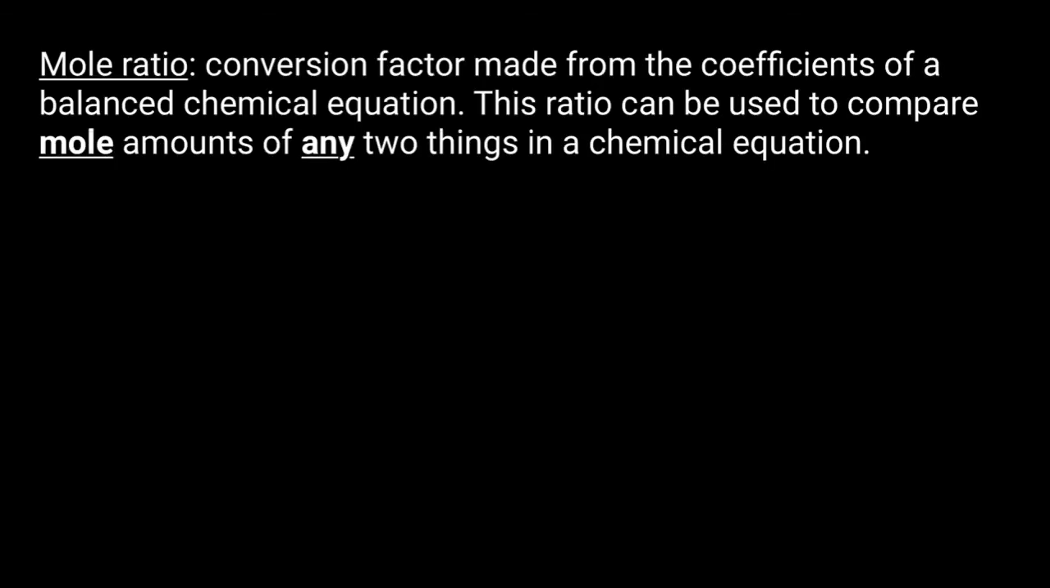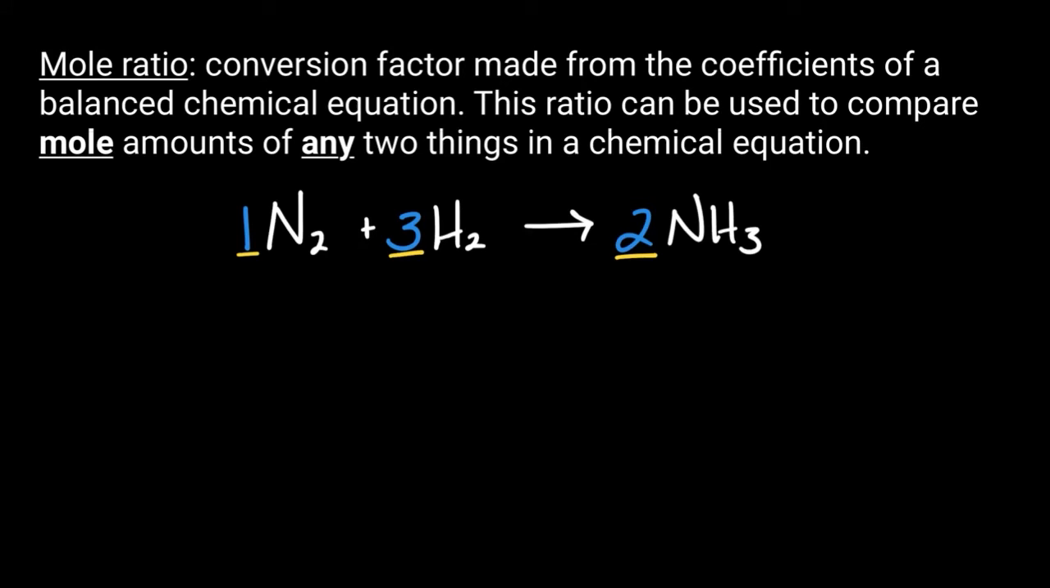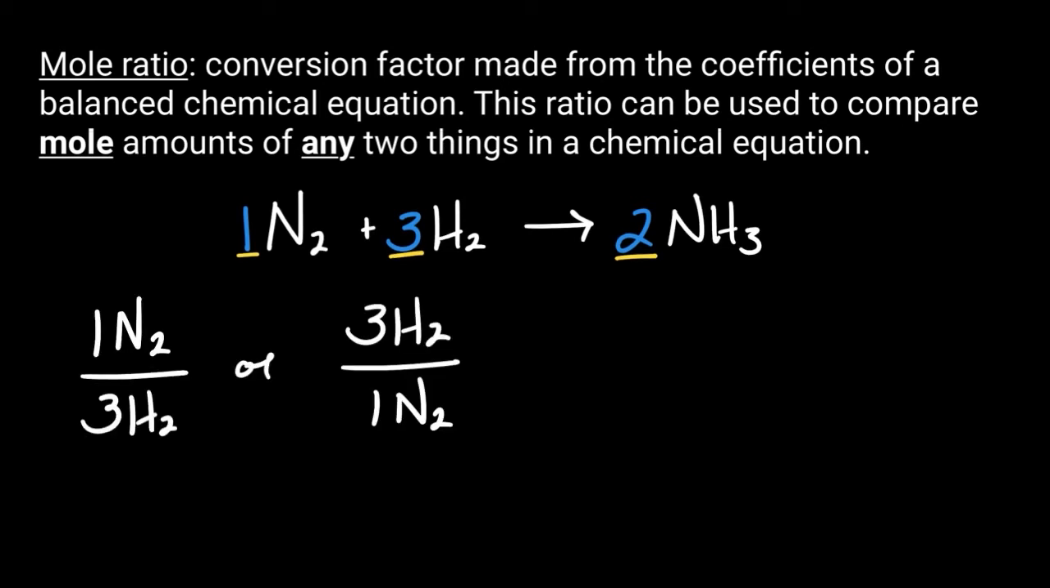Now for our purposes, we'll use the mole ratio as a conversion factor. So we're going to construct a conversion factor from the coefficients of a balanced chemical equation. And we can use that conversion factor to compare any mole amount of any 2 substances in a chemical equation. So let's look at our reaction again. From this reaction, I could write a mole ratio comparing N2 to H2. So I would write that as 1 N2 over 3 H2s, or 3 H2 over 1 N2, right? Because we can write conversion factors either way.